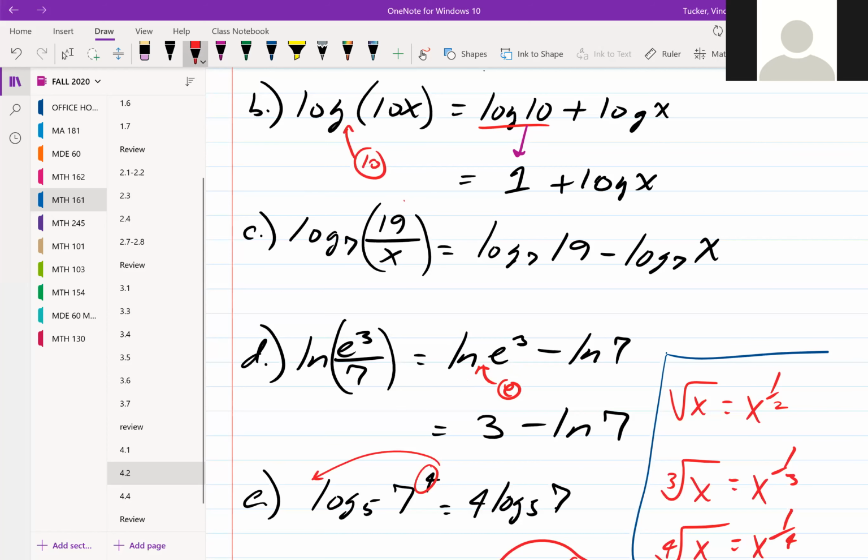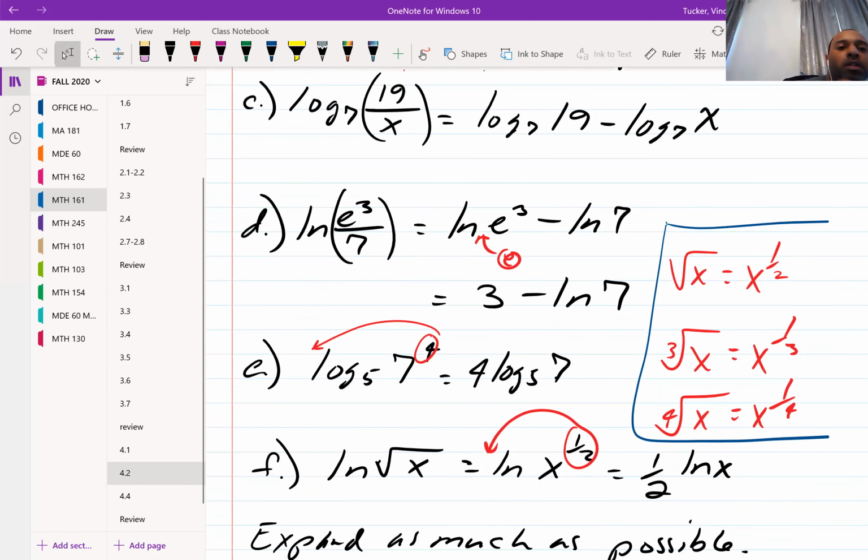All right. Next one. Let me erase this. So here we have natural log of the square root of x.